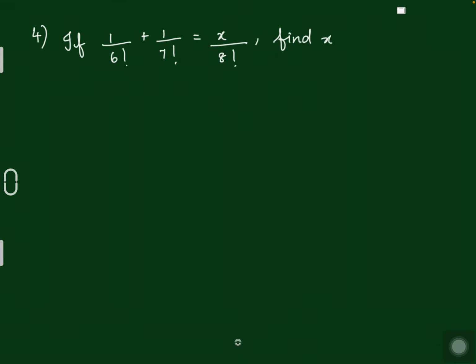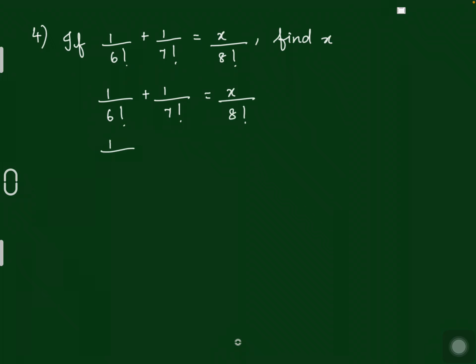Now, let me continue with the fourth sum. If 1 by 6 factorial plus 1 by 7 factorial is equal to x by 8 factorial, then find x. What is given? If 1 by 6 factorial plus 1 by 7 factorial is equal to x by 8 factorial, then you have to find x.